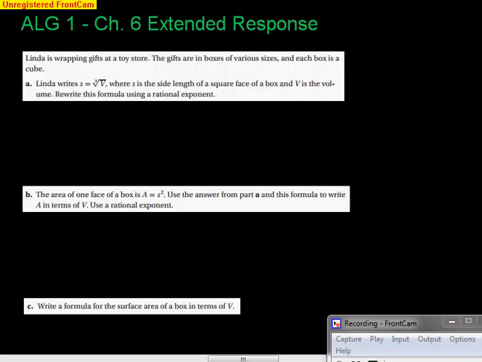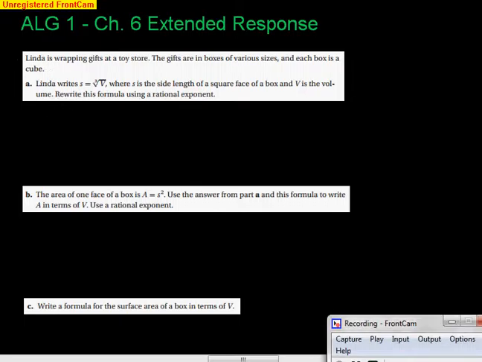Alright, so this is for Algebra 1. Your Chapter 6 summative assessment is going to be on Wednesday. Here's a little extended response question just to get you in the mood of thinking about it. And if you remember, this is a familiar question to you. Linda is wrapping gifts at a toy store. The gifts are boxes. Each box is a cube.